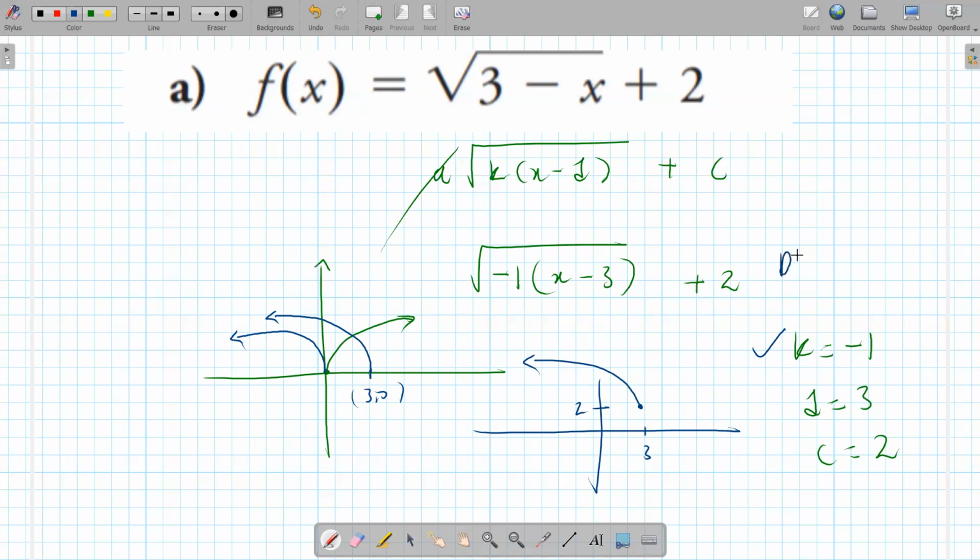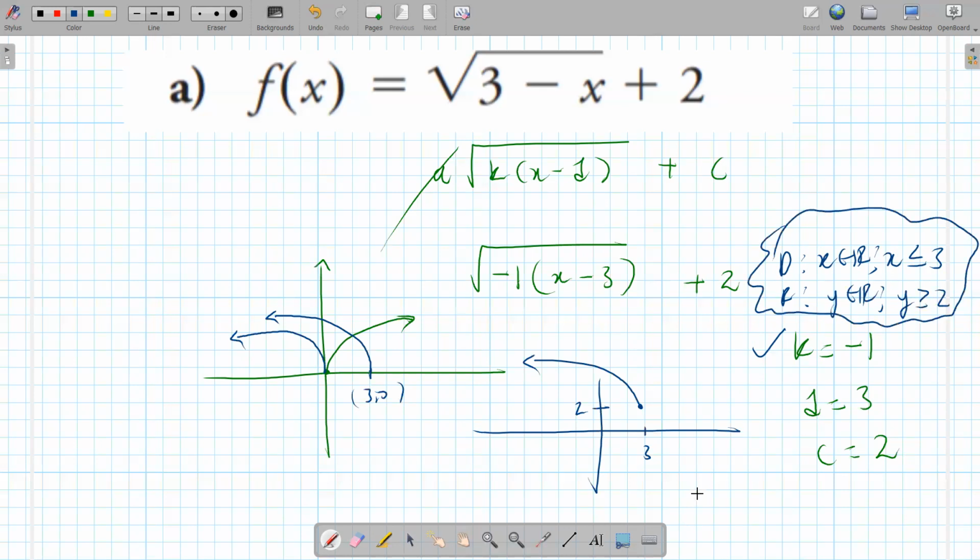So what's the domain of this function? x is less than or equal to 3. Yeah, perfect. What about the range? y is greater than or equal to +2. Yes, perfect. And there we go. All right. And once you can do this for one function, it's literally the same for any other function.